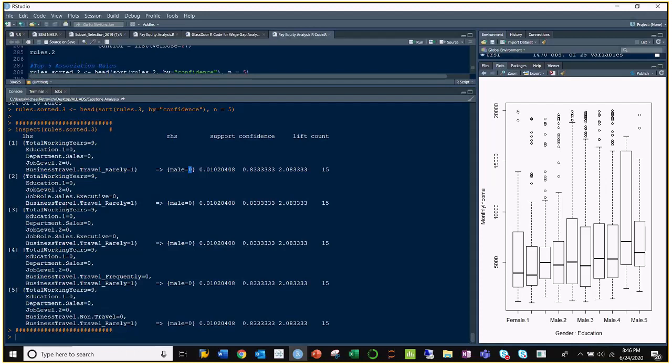There's not much representation of females in the Department of Sales, and not much representation in executive leadership, right? We noticed that earlier in our EDA, at least for executives overall. And there's not much representation of females in terms of not having a lower education, right?